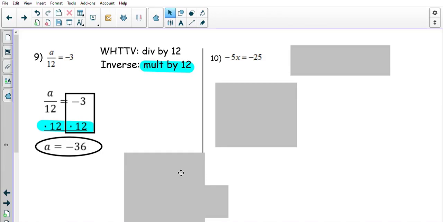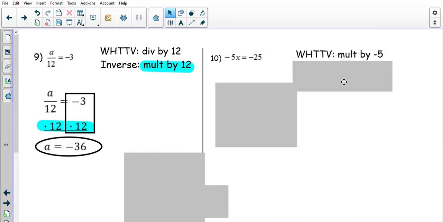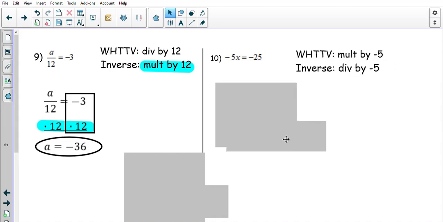All right, let's take a look at number 10. What's happening to the variable in number 10? We've got negative 5x equals negative 25. Well, it's being multiplied by negative 5 since we have negative 5 times x. What is the inverse of multiplying by negative 5? If you're thinking divide by negative 5, you're correct.